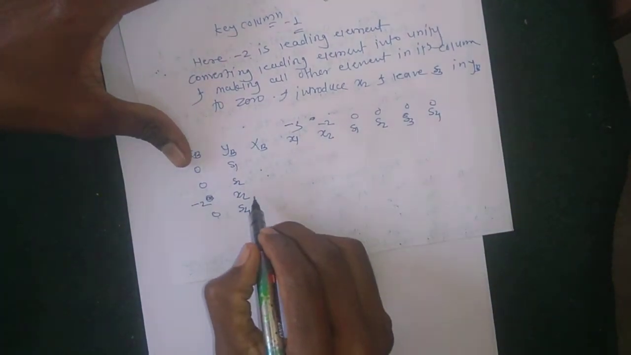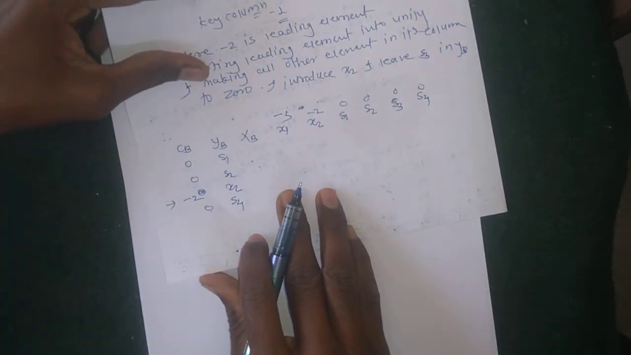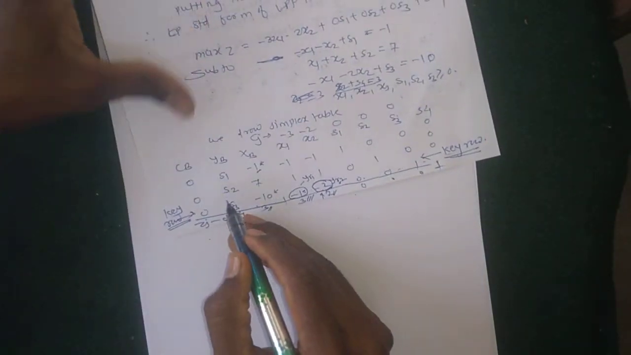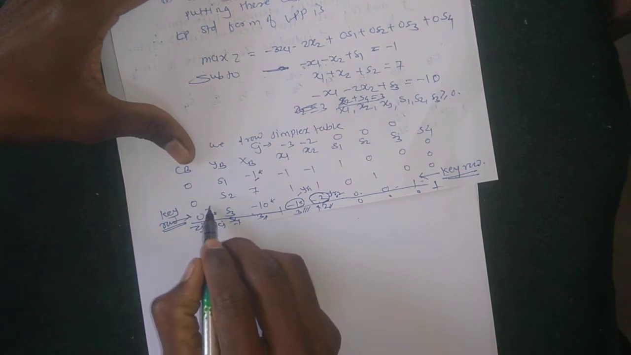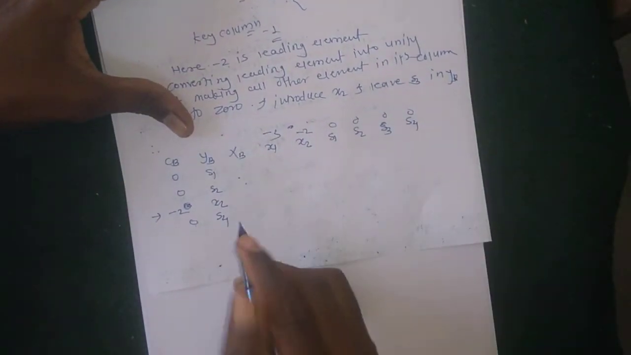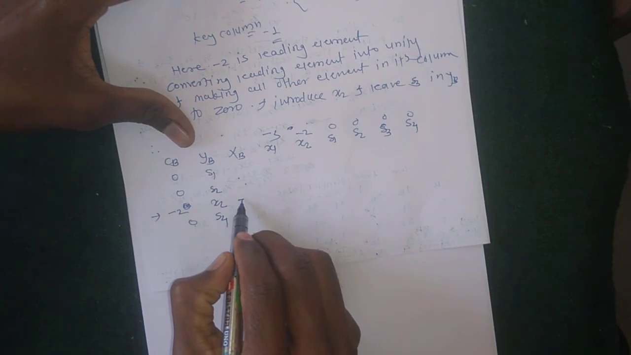Here minus 2 and 0. So for the third row, the operation is minus 1 by 2 of R3. So minus 10 divided by minus 2 is 5.